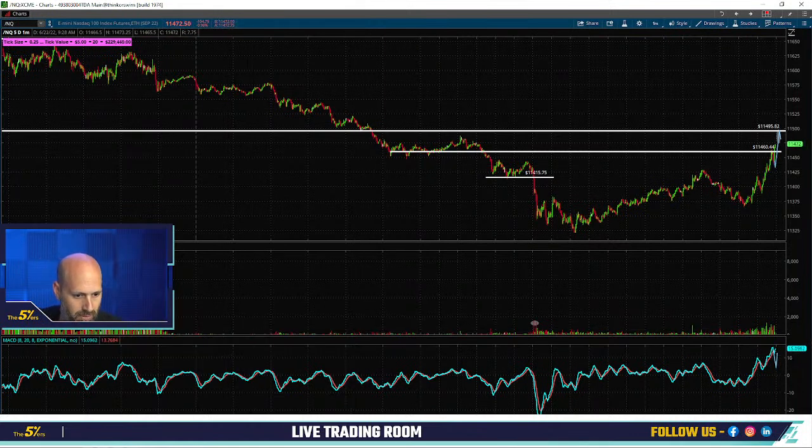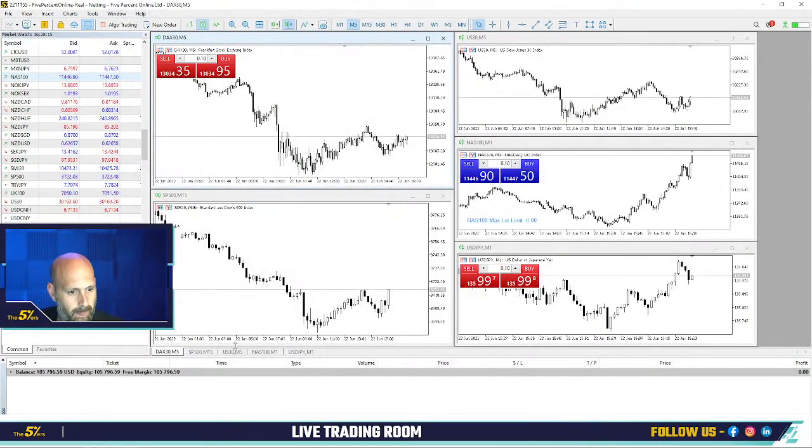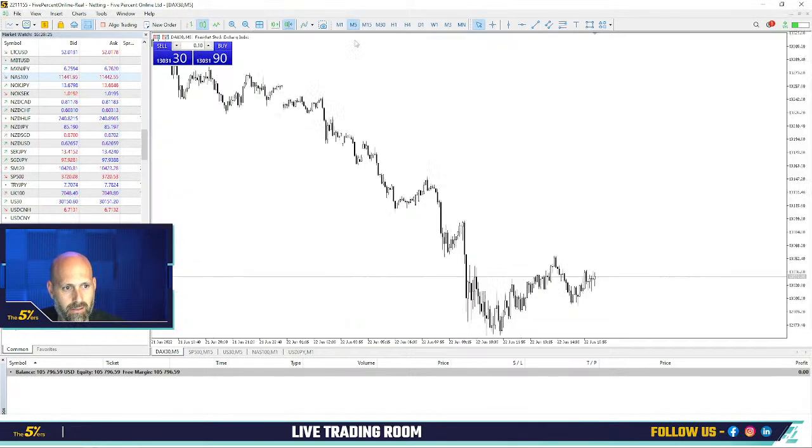So let's jump to the MetaTrader platform and look at the trades I made. There were multiple trades I made on the DAX.